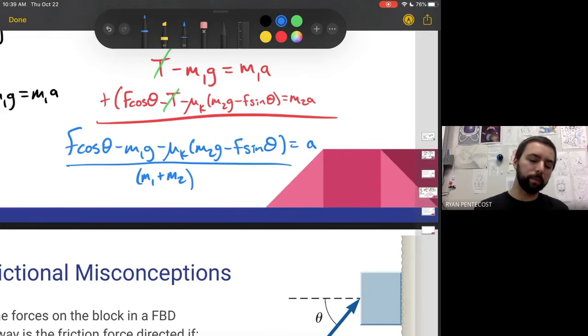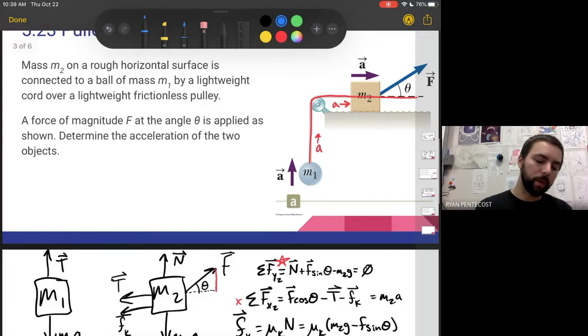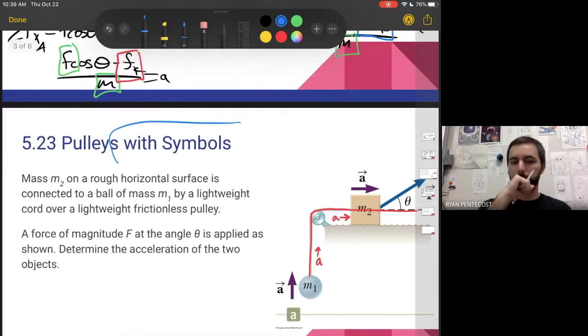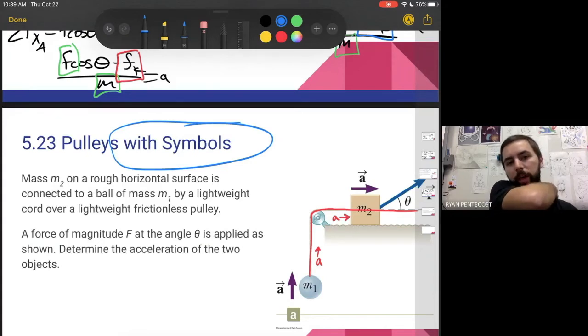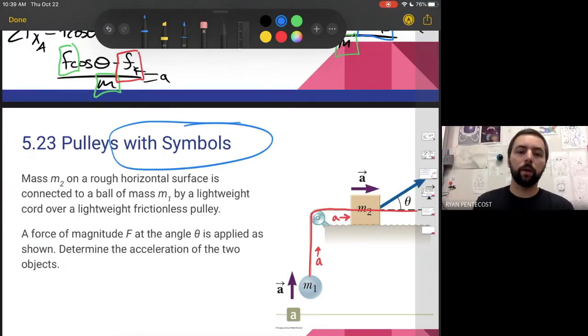Now, this problem is titled Pulleys with Symbols. The reason it is titled that is because you will be solving a lot of problems in AP Physics using just symbols. They will sometimes give you one or two numbers, but when it all comes down to it, you just have a bunch of variables.